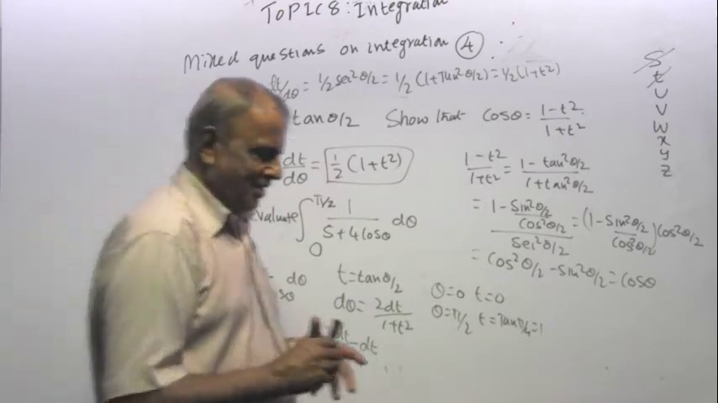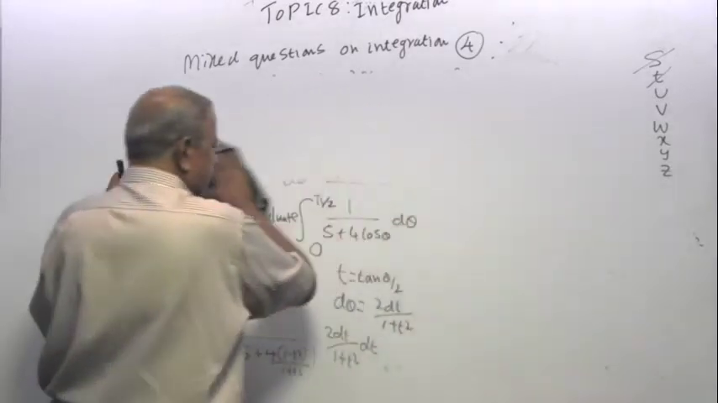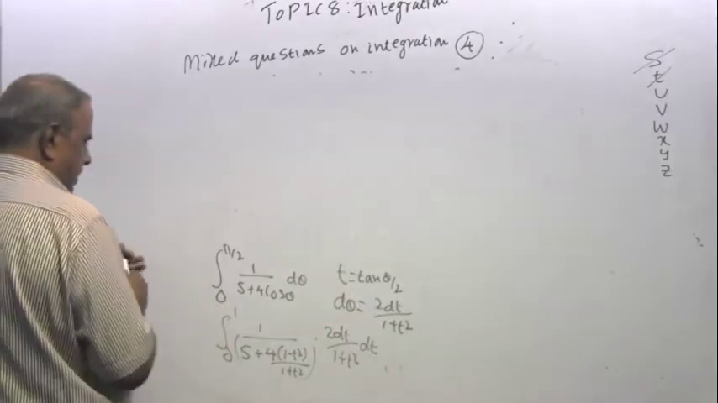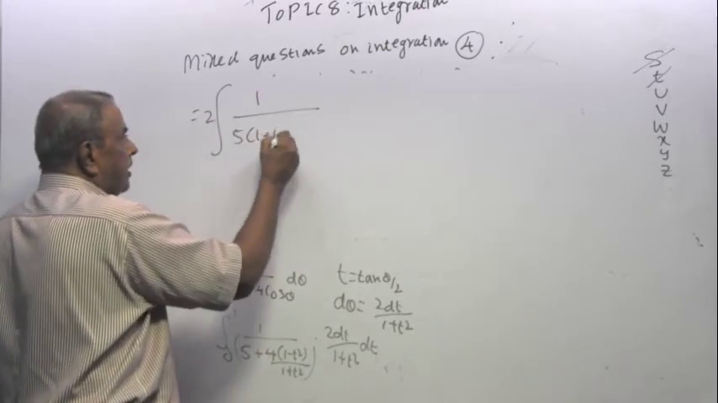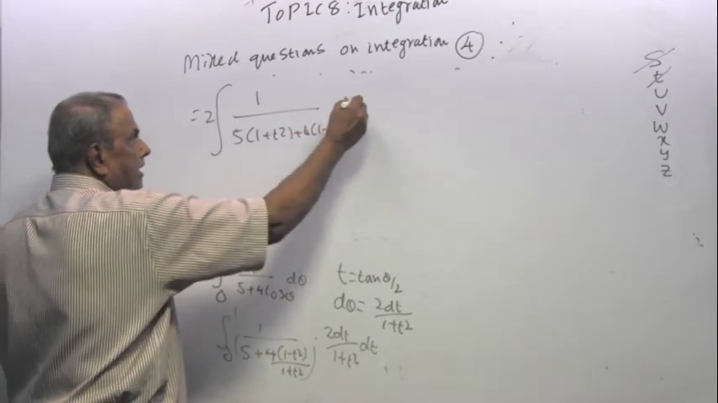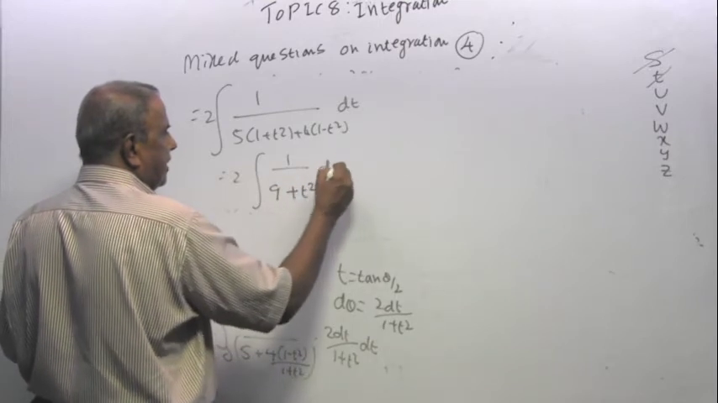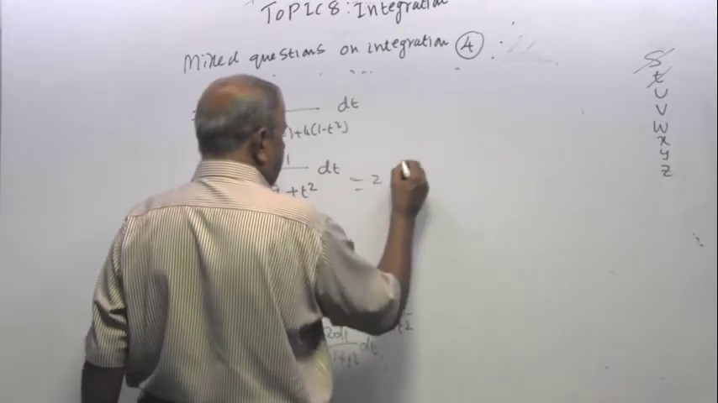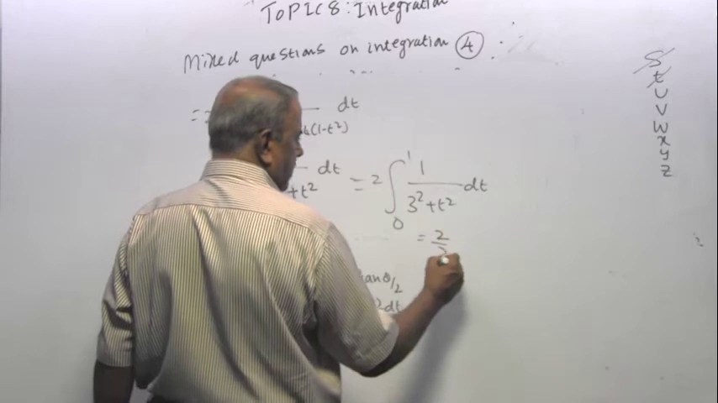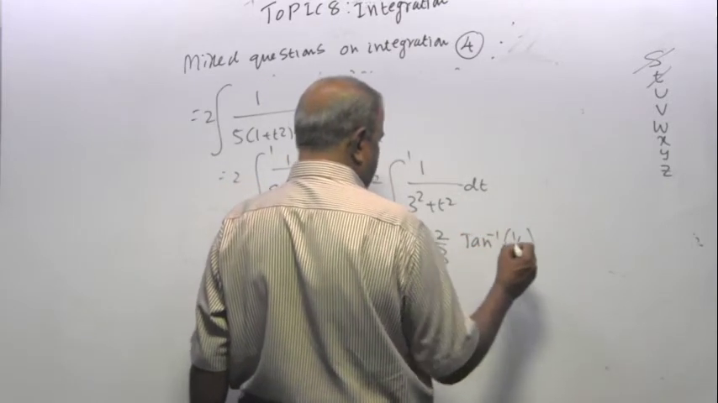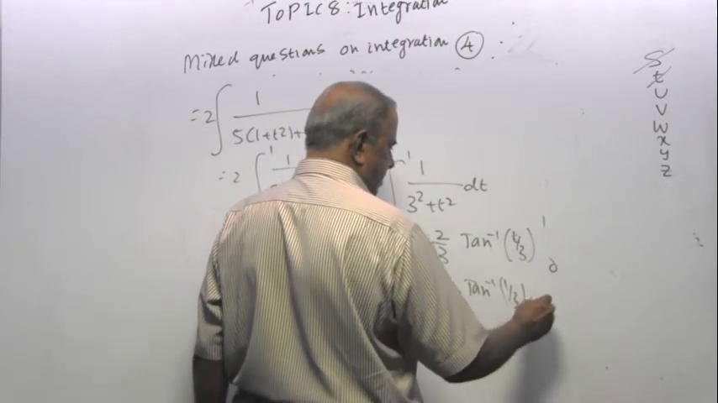That's an interesting question. All right, let me rub off all this. I've got that integral now, and I have to simplify it a bit. I can remove the 2, and it becomes 1 over (5 times (1 plus t squared) plus 4 times (1 minus t squared)) dt. So it becomes 2 times the integral of 1 over (9 plus t squared) dt between 0 and 1. That is 2 times the integral of 1 over (3 squared plus t squared) dt, which is 2 over 3 tan inverse of t over 3 between 0 and 1. So it is 2 thirds tan inverse of 1 third. That will be the answer.